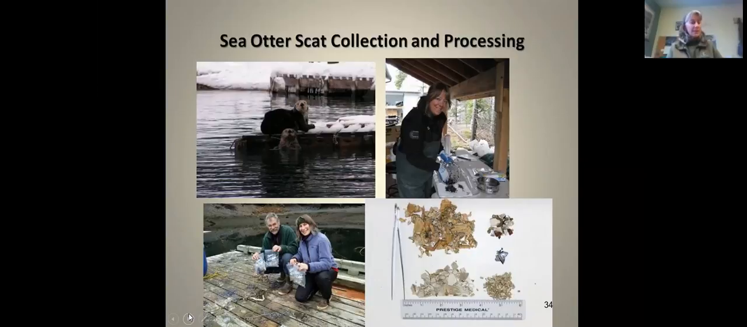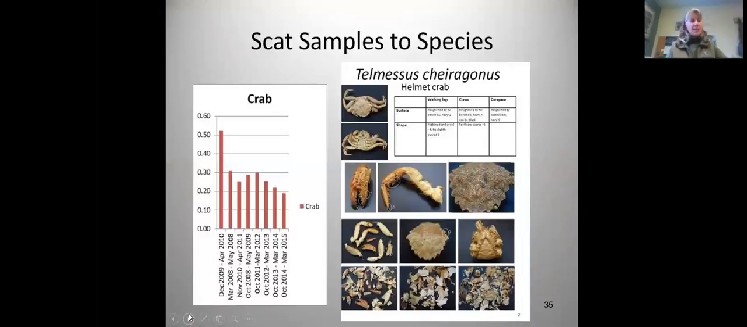Next, please. So this is just an example of one of the students' projects, looking at how not all things come through scat, and there's a lot of biases in working with this, but it does very well for urchin, mussel, and clam shells. And so we put together a guide of how much crab we see in the scat, and how to identify it to species.